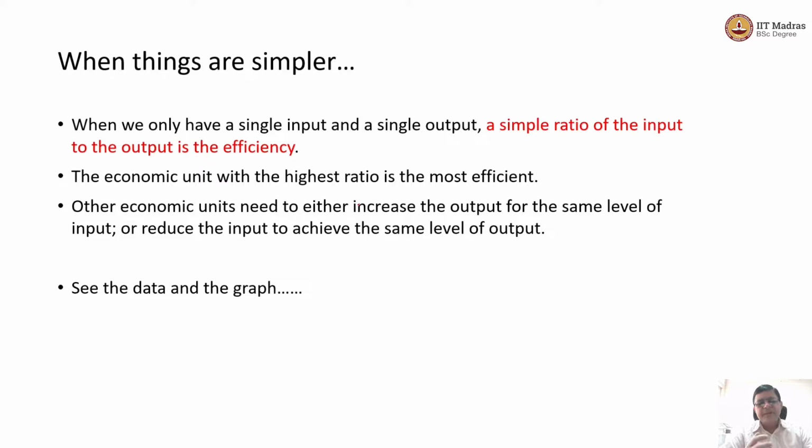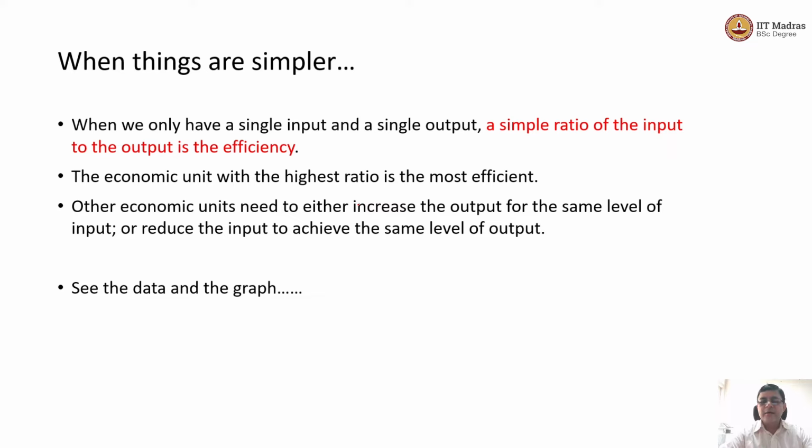If things are very simple, we had looked at operating ratios and financial ratios in the previous session. If we are in this utopian world where there is a single output and single input, then this is very trivial: a simple ratio of output to input will tell us what the efficiency is. Find out which economic unit has the highest ratio, and that economic unit will be the most efficient. The only way to increase this ratio is to either increase the numerator, which is the output, or reduce the denominator, which is the input.